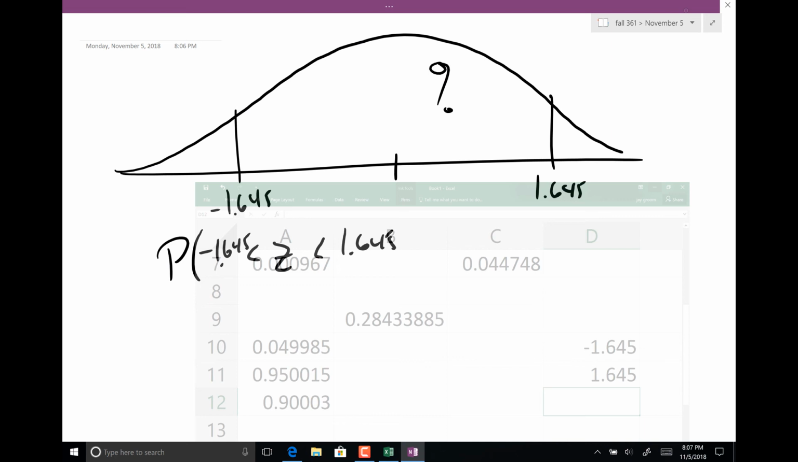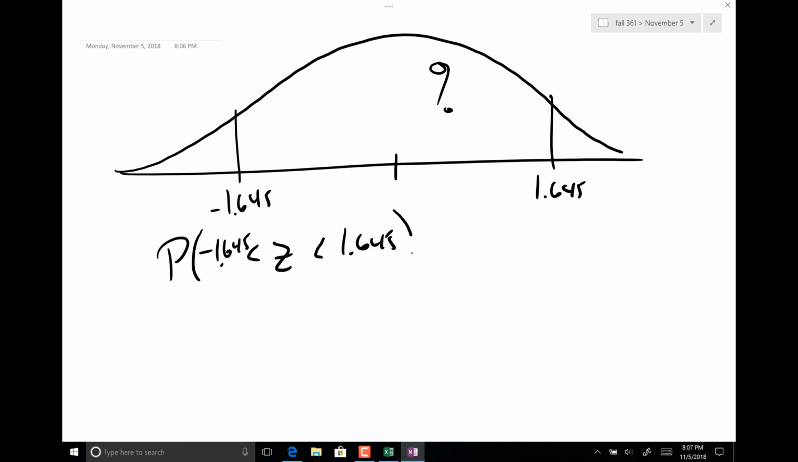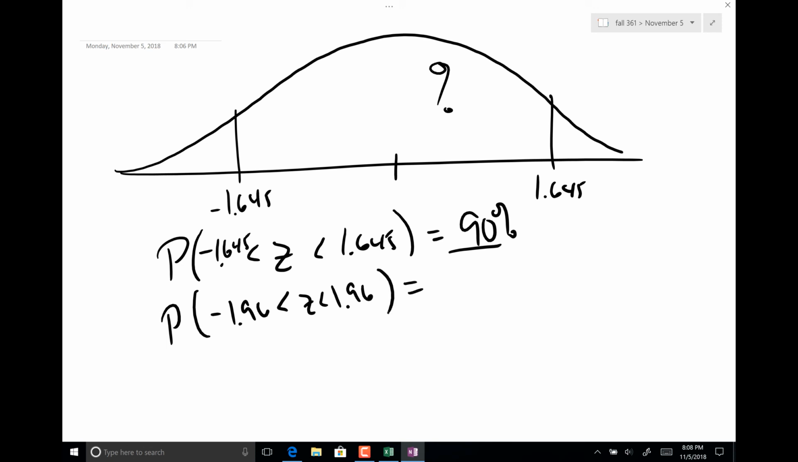That is going to be a big deal later on. We're going to talk about this a ton later on. We're doing confidence intervals. We're doing some other things. We're going to be using the 1.645 values a ton later on. Okay? What about between negative 1.96 and positive 1.96? Well, if this one's 90, what do you think this one's going to be? Take a wild stab.